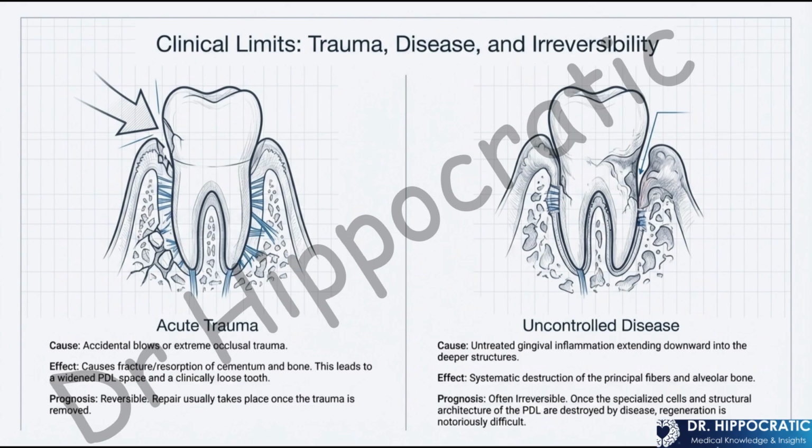Let's look at the consequences of failure. Now coming to the next slide. This final slide covers clinical limits, trauma, disease, and irreversibility. It breaks down two major scenarios where the system is overwhelmed. The first scenario is acute trauma.